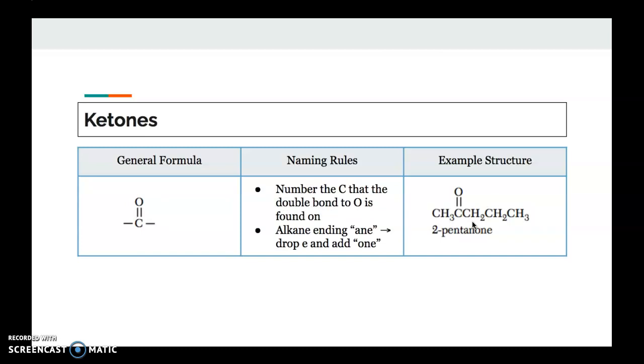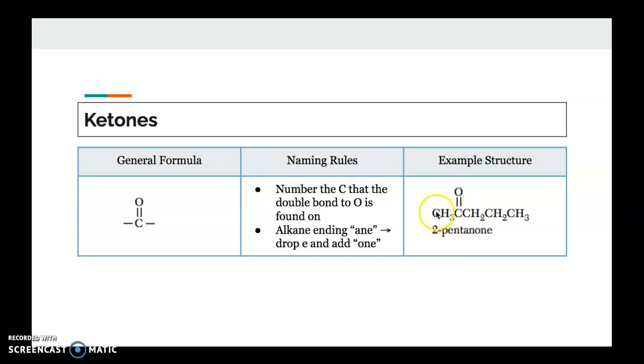Next, we have ketones. This looks similar to the ones we just went over, but now it's just a double bond to oxygen on a carbon. So it can be found anywhere in the compound. So we do need to number our carbon where the double bond is found. To name these, we need to drop the E on our alkane naming and add ONE, O-N-E.